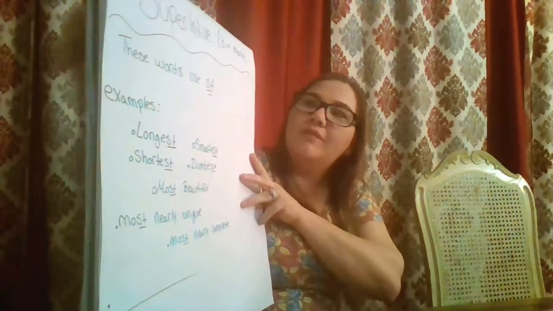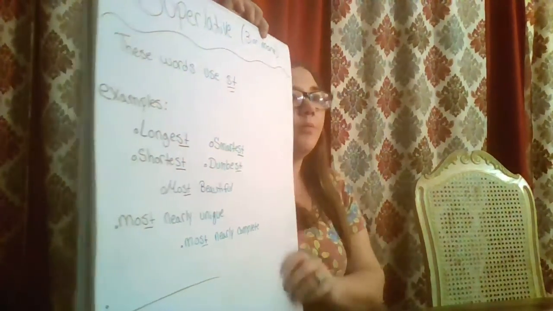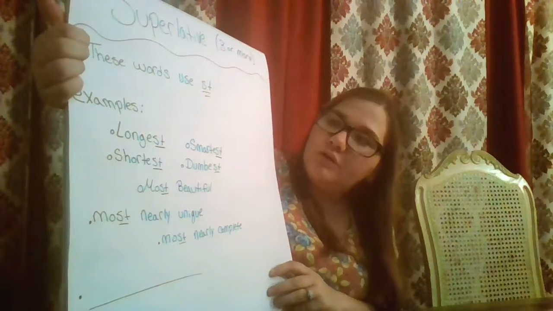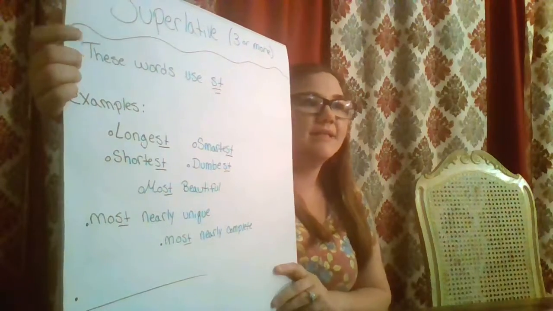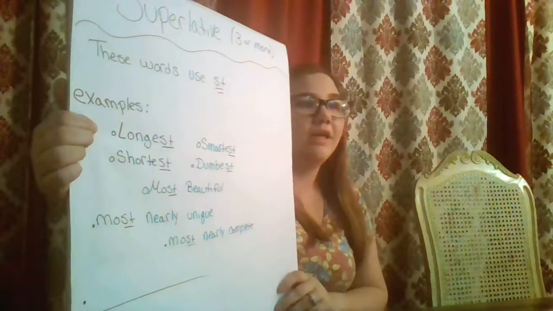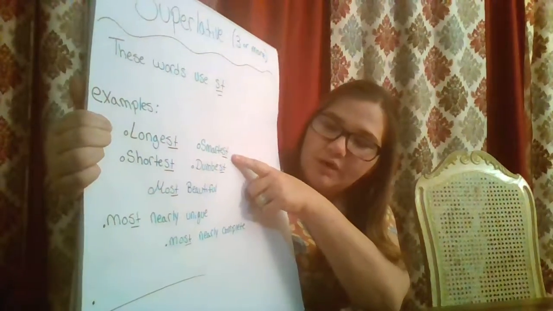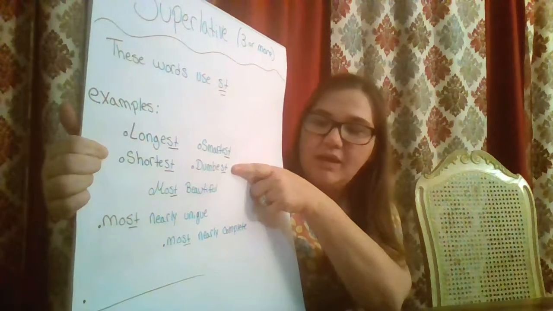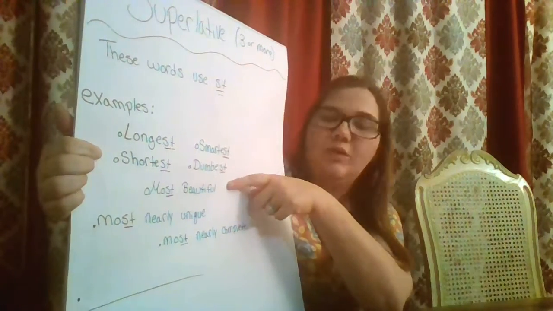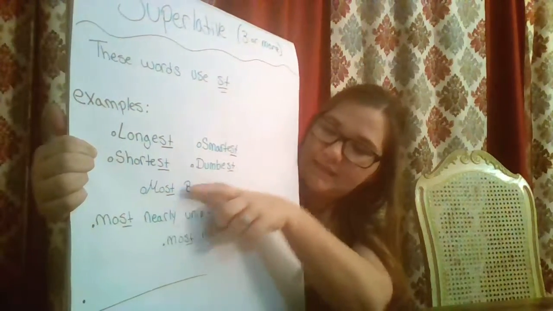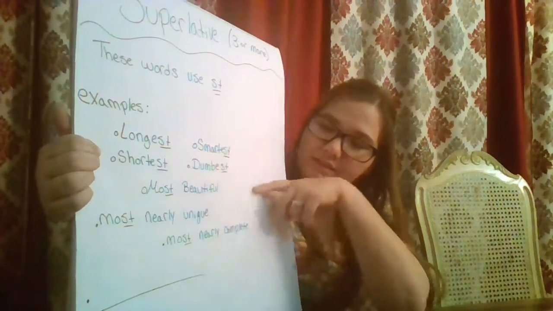Okay. And now we have superlative. So it's 3 or more. Okay. 3 or more. So these words use ST. Okay. So examples are longest, smartest, shortest, dumbest, and we can't say beautifulest, right? So we say most beautiful, and most still has that ST. So if you notice, they all end in ST.